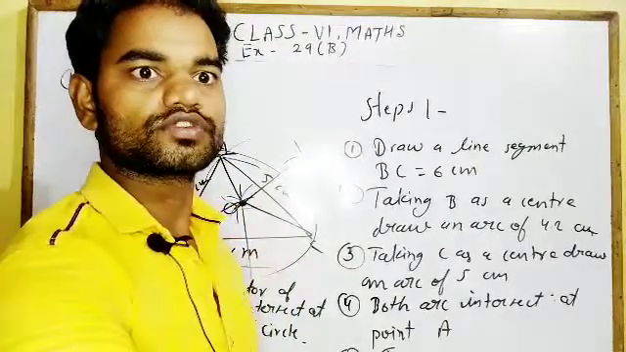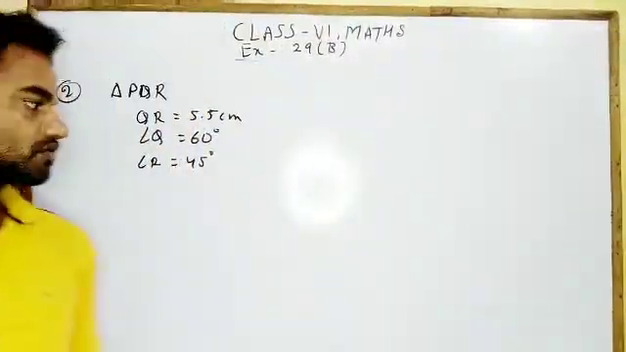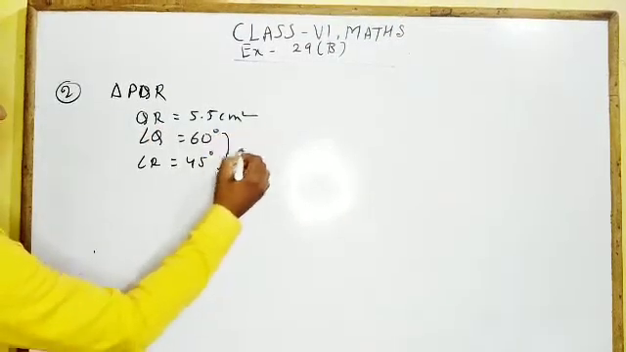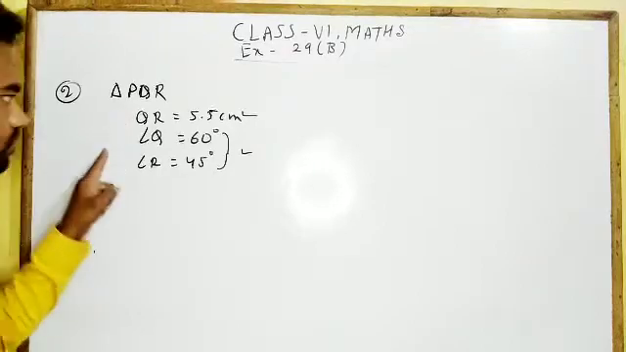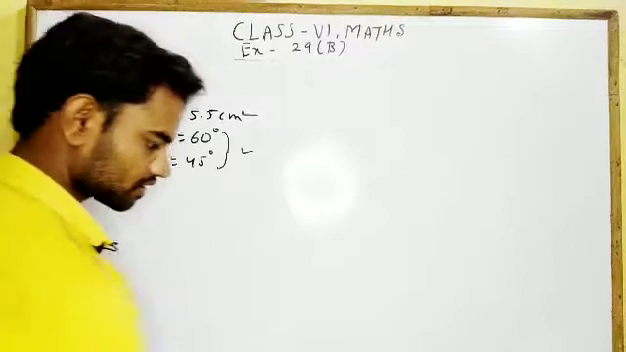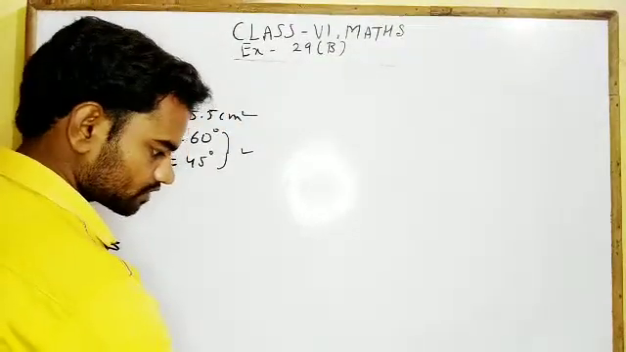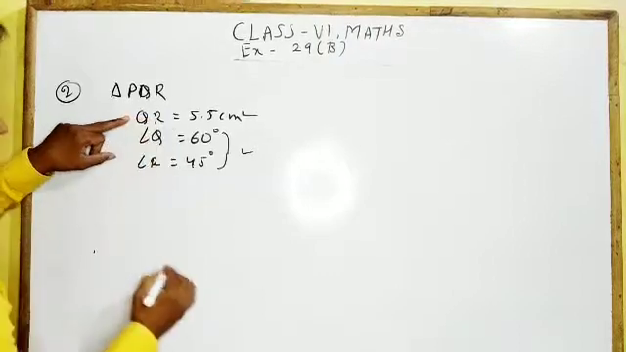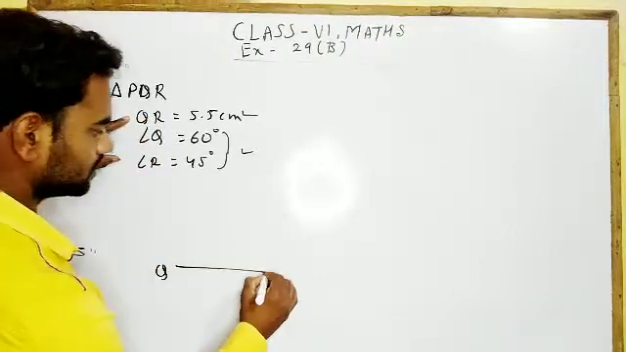So let's start question number 2. In this question, one side and 2 angles are given. Using one side and 2 angles, we have to construct the triangle first, and then the circumcircle. So first of all, draw line segment QR.